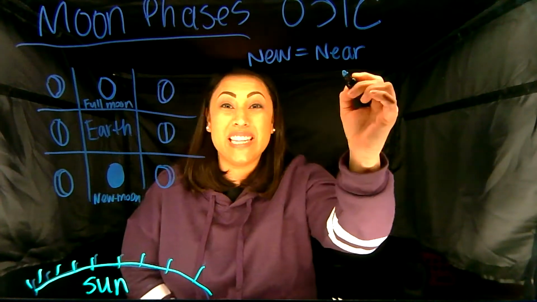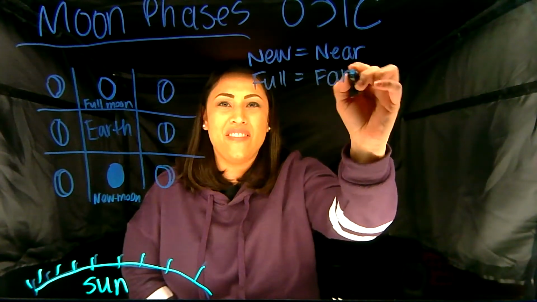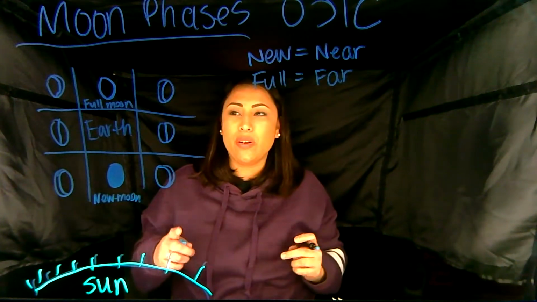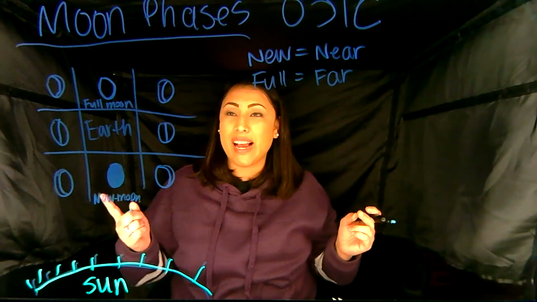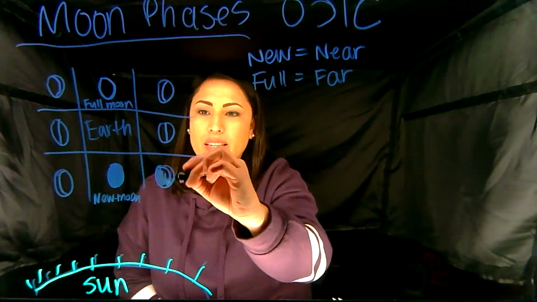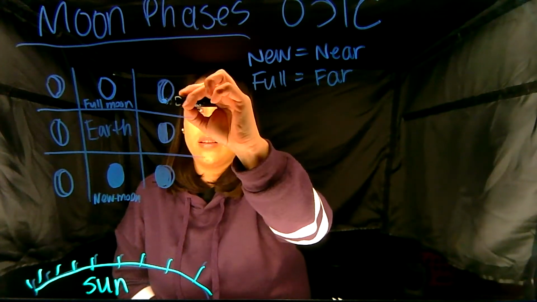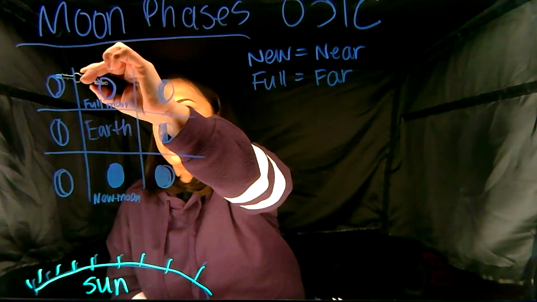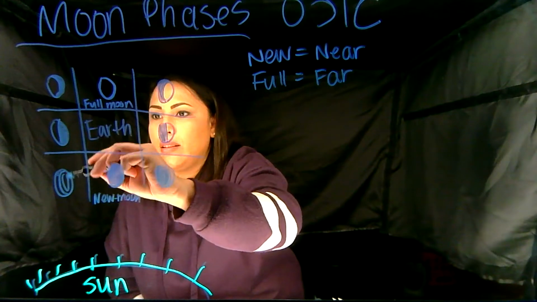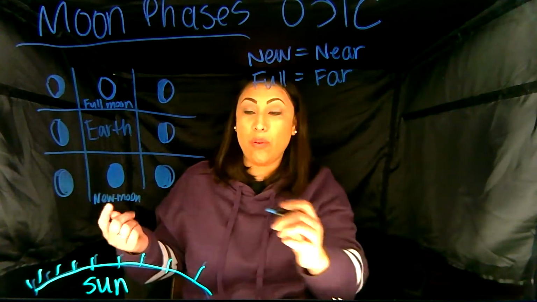If our new moon is near the sun, our full moon is going to be far from the sun. Exactly. Okay, so now all you're going to do, if you can remember this, is shade all of the sides facing the Earth for the others on the side. So we're going to shade this side facing the Earth. This side is facing the Earth, shade it in. All right, and now we got our moon phases.